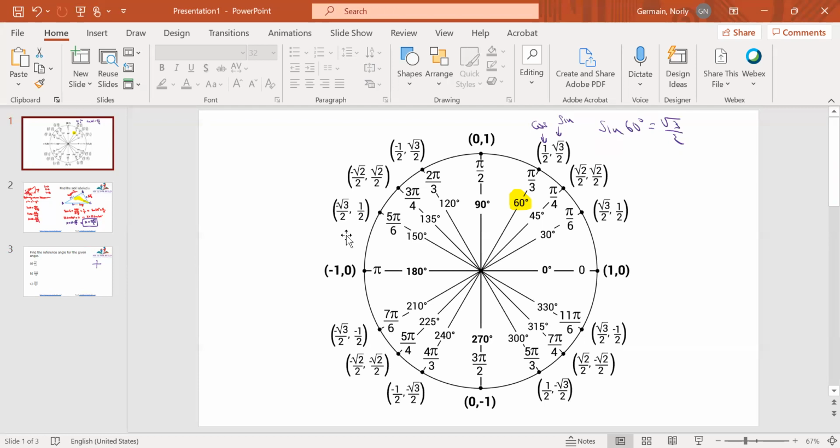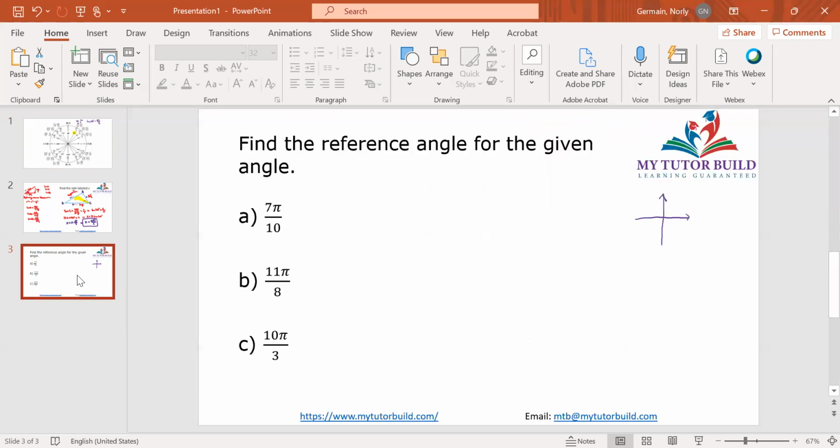Because the coefficient of pi in the numerator is less than the one in the denominator, it's in the first or second quadrant. If it were greater than 10, it might be in the third or fourth quadrant. But because 7 is less than 10, we would be in the first or second quadrant. Since we need the reference with the x-axis, 7 is closer to 10 than to 1.